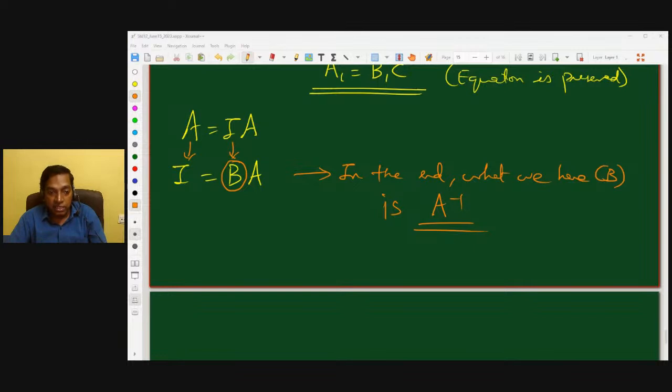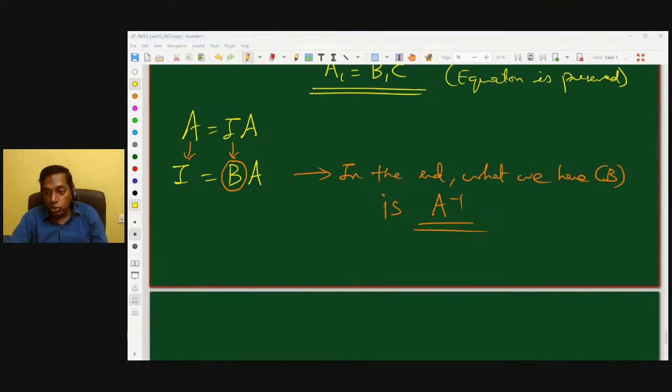Now, some people find elementary row operations difficult. It's okay, not a problem. Last class also somebody asked, so I'm just doing it for this. You can use it as a checking method, just in case. So what do I mean by I is equal to BA? That means we start with A is equal to IA.